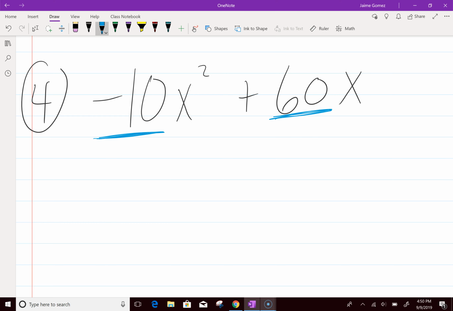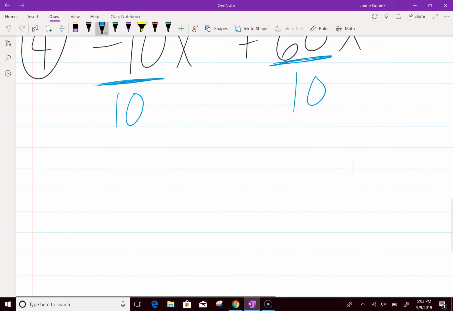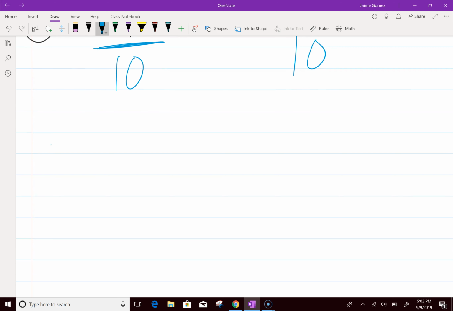So first, negative 10 and 60. What number can I divide out from both of them? What's the biggest divisor that I can use to get out of both of these? Well, 10, because we can divide both of them by 10, right? That means 10 goes on the outside, remember?